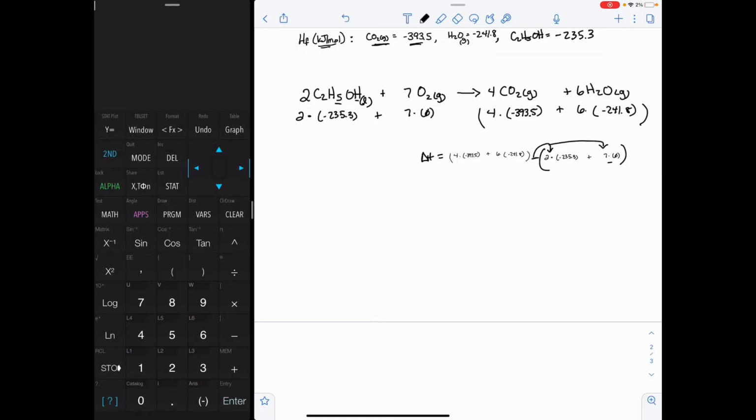Okay, so I'm going to put this in my calculator. 4 times negative 393.5. Oops. Let me bring it down again. Don't push enter too soon. Plus 6 times negative 241.8 minus parentheses 2 times negative 235.3. Enter. So that gives me delta H is equal to negative 2554.2. Make sure I've got that all in correctly. Looks good.